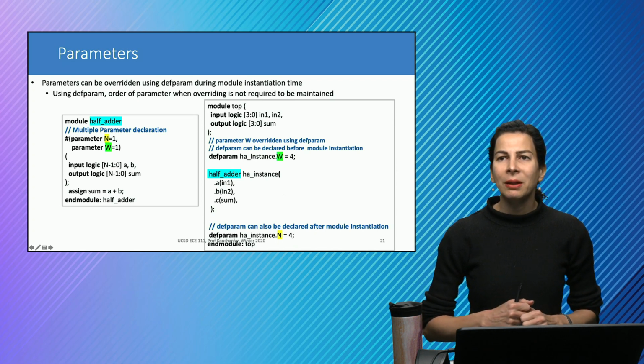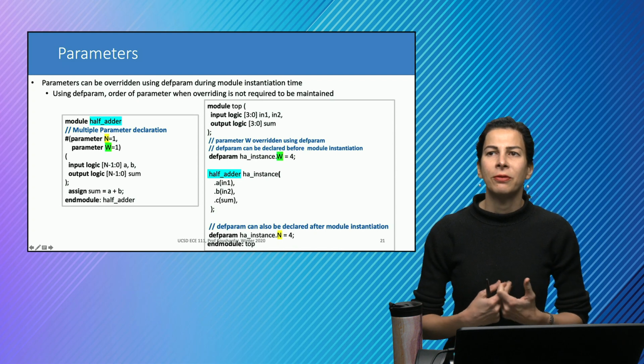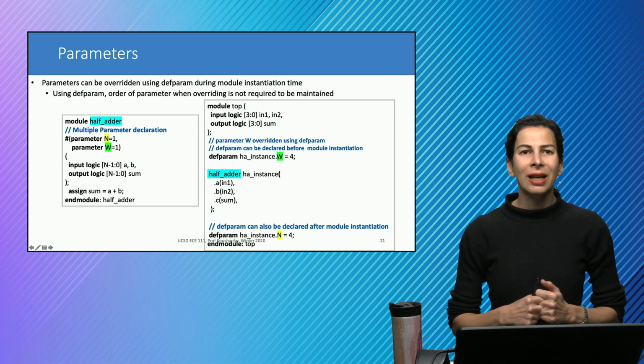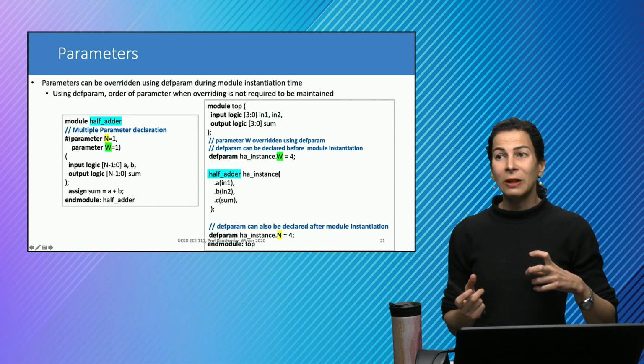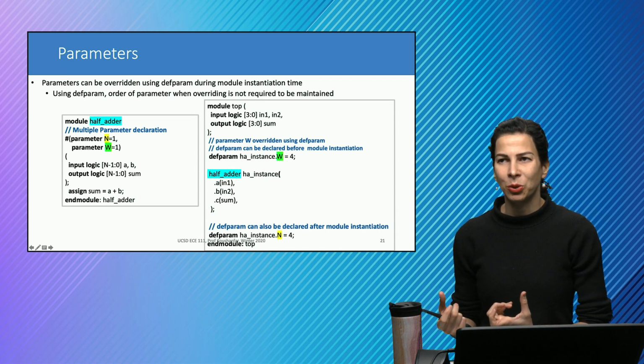The parameters can also be overridden using defparam during module instantiation time. And it's actually, this defparam is a little tricky. You could use defparam even before you instantiate a module or after you instantiate a module.